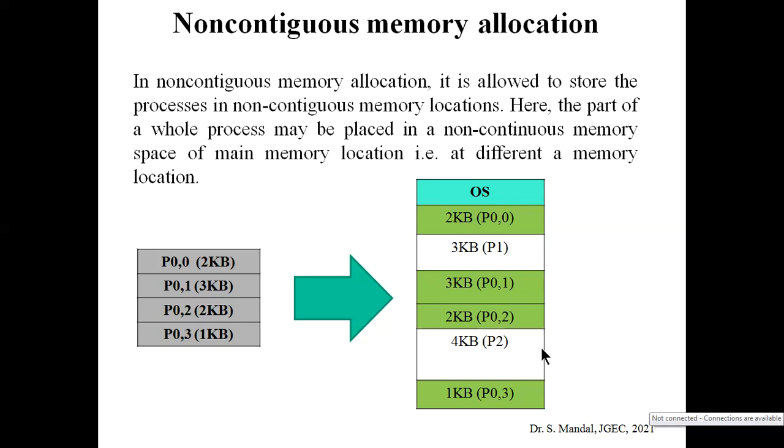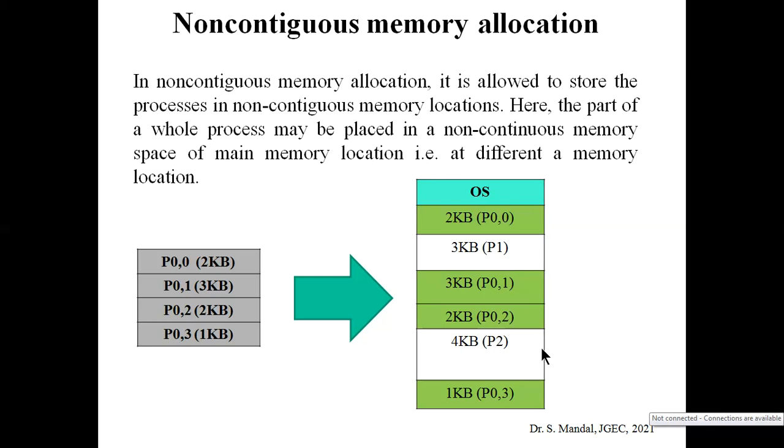Okay, so that's all for contiguous memory allocation, where we should keep in mind that a whole program should be placed in a single partition. That means no division of the process is allowed. Now coming to non-contiguous memory allocation. As the name suggests, it is allowed to store the process in non-contiguous memory locations.